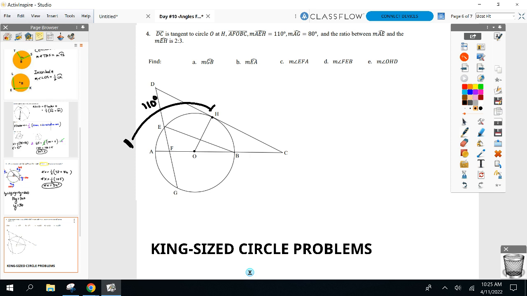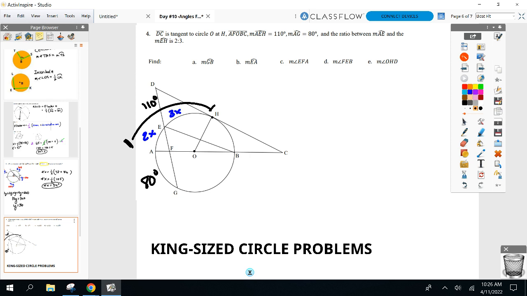AG, 80. Ooh, and there's the ratio again. AE to EH is 2 to 3. So what can I put on AE? 2x. I can use the x's now. And what are you guys putting on EH? 3x. All right. I'm going to turn it over to you guys now.